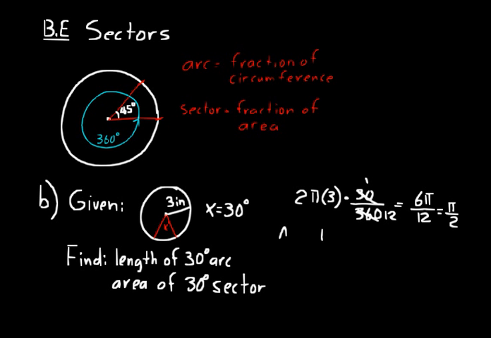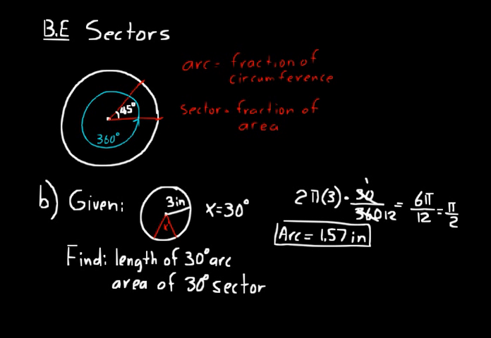So the arc equals 1.57. It's a perimeter, or part of a perimeter, so the units would be inches. Make sure and put your units. The arc is equal to 1.57 inches.